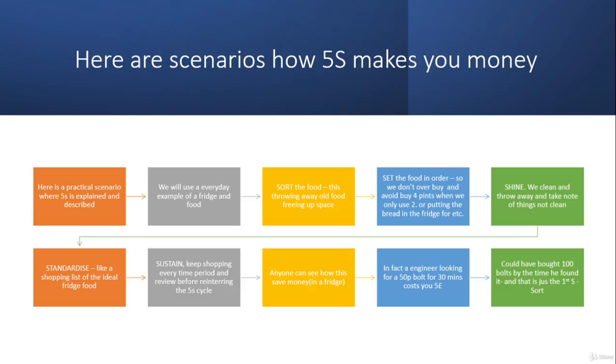But have you ever thought of an engineer looking for a 50p bolt for 30 minutes? That cost your company over £5. In fact, you could have bought 100 bolts by the time you found the first one. And this is just the first S of the 5S cycle, called sort.